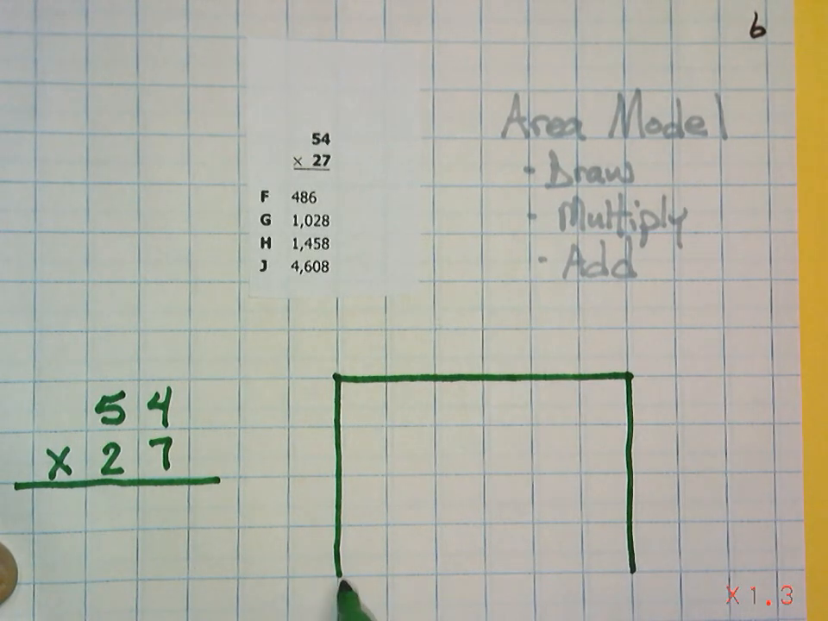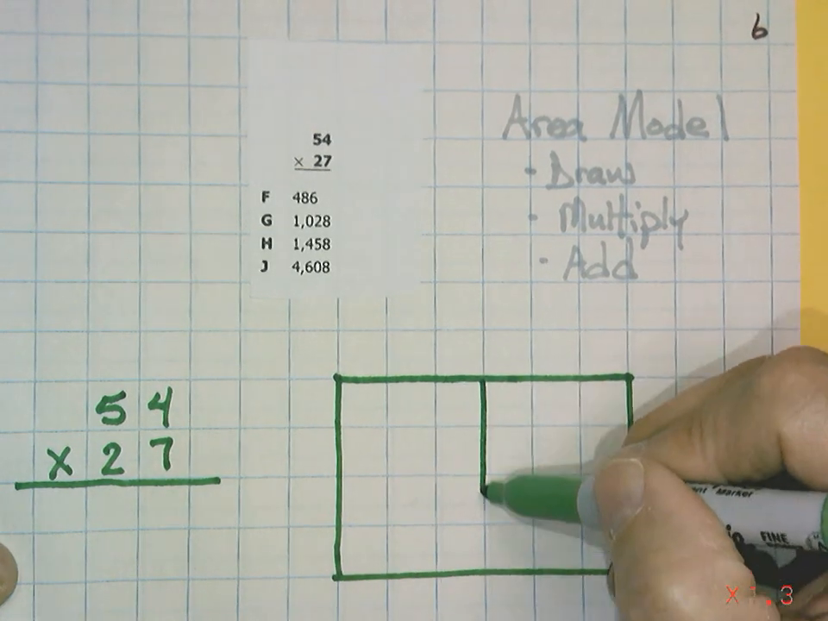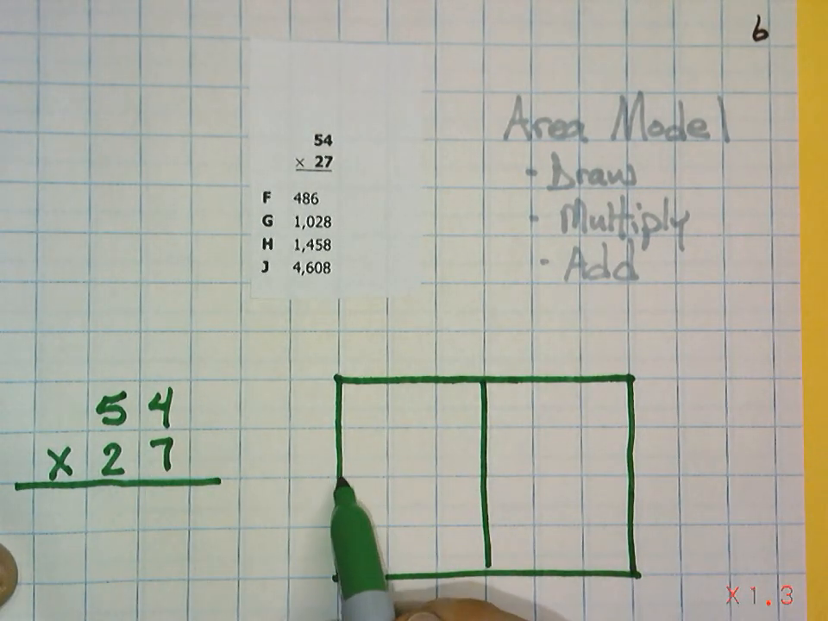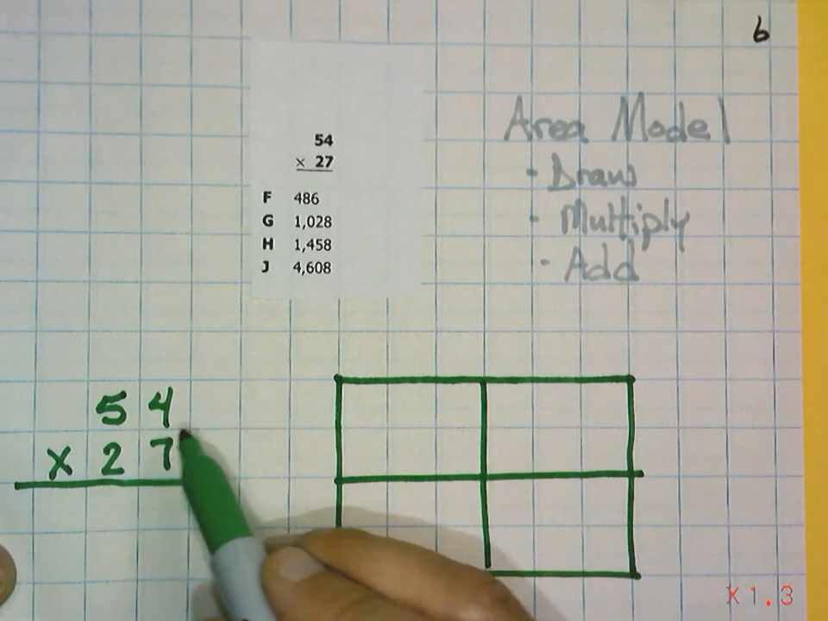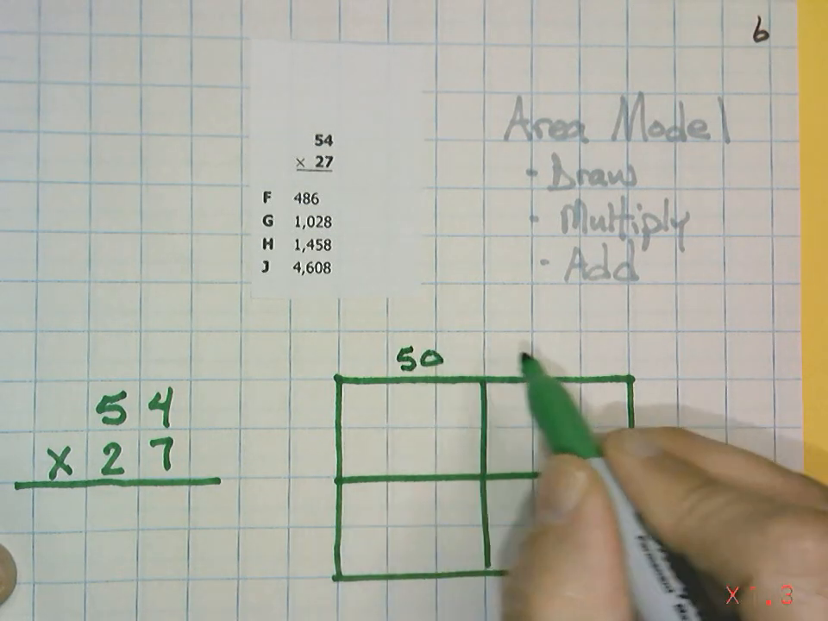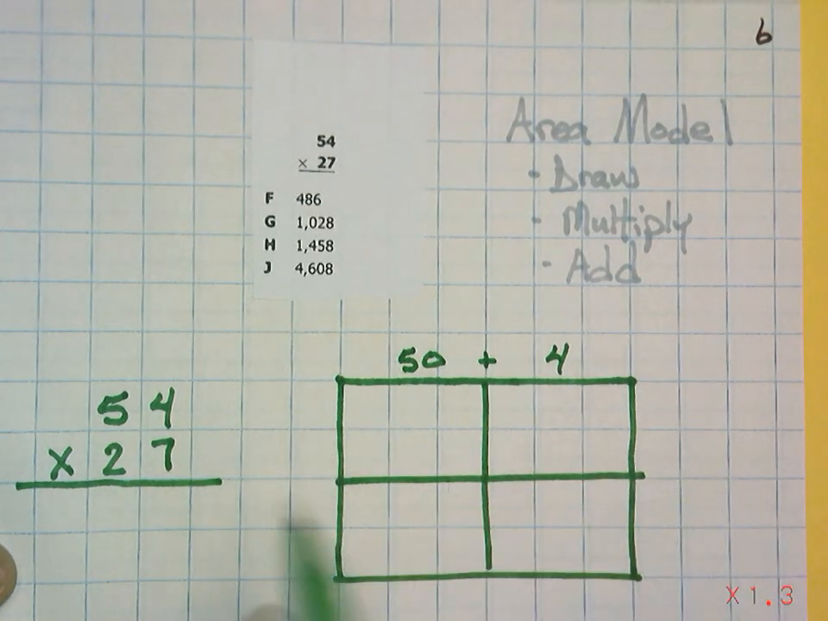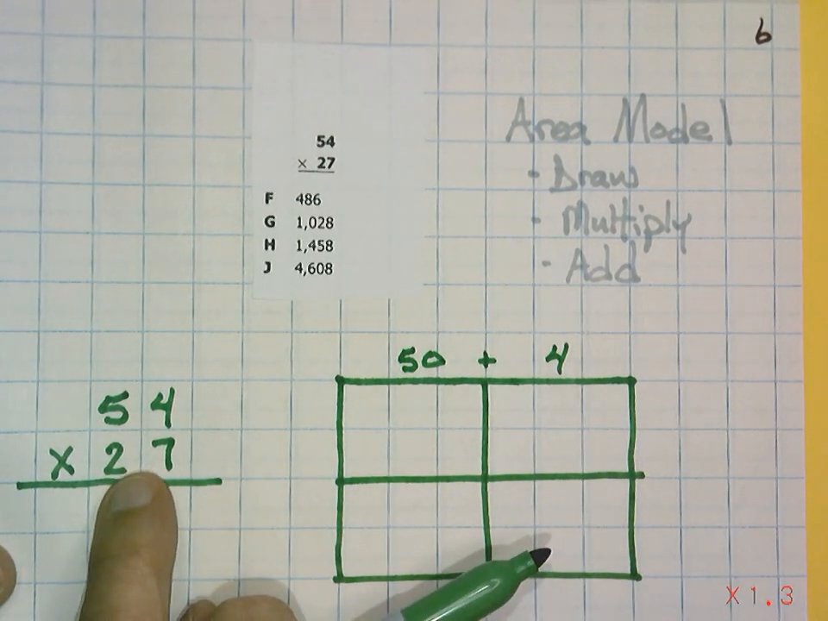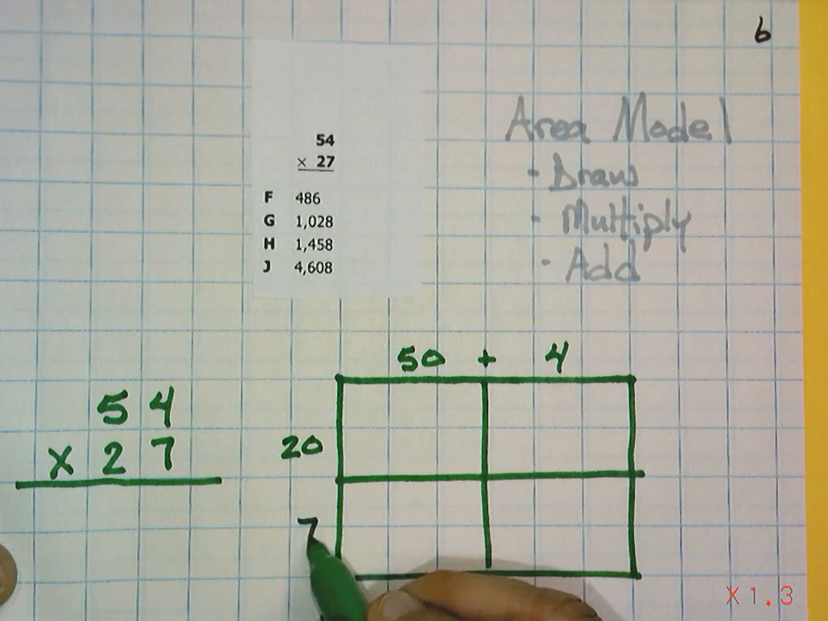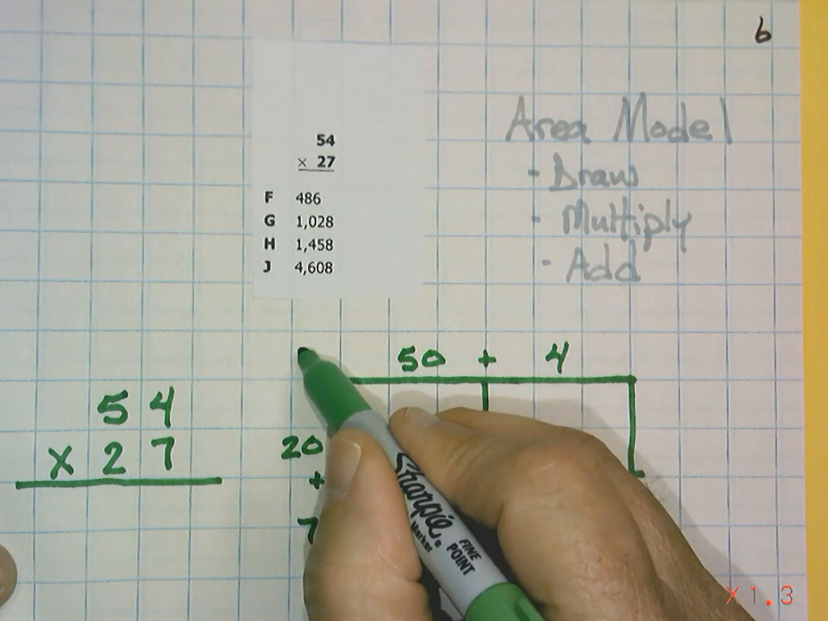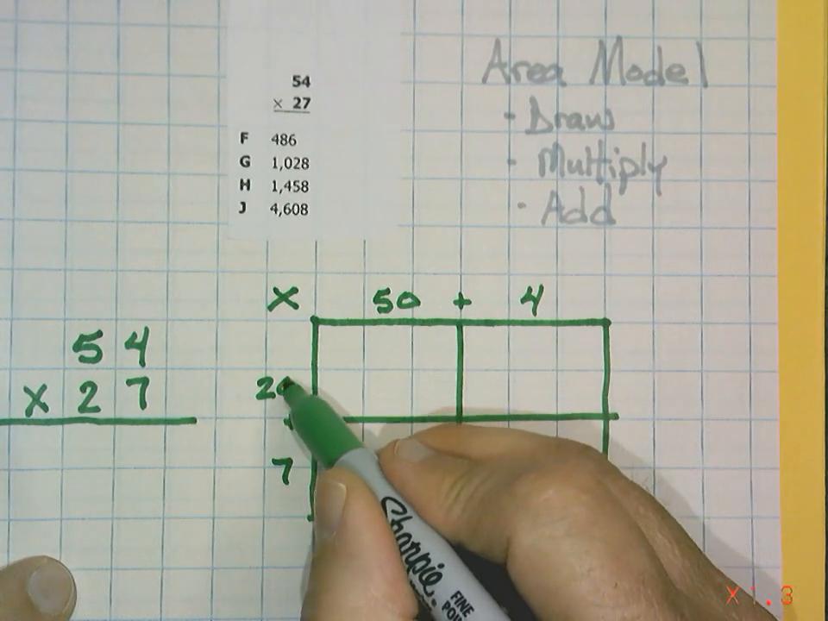Doesn't have to be perfect. And I know that because I have 1, 2, 3, 4 place values here, that we're going to need 4 of our boxes. Up here, I'm going to go 54, expanded form for 54, which would be 50 plus 4. And then here is going to be my bottom number, which is going to be 27, but it's really 20 plus 7. And then we would, of course, be multiplying that. All right. You can do this in any order.